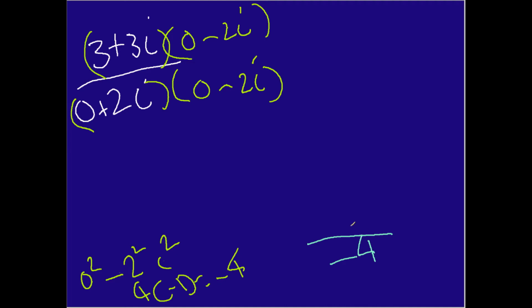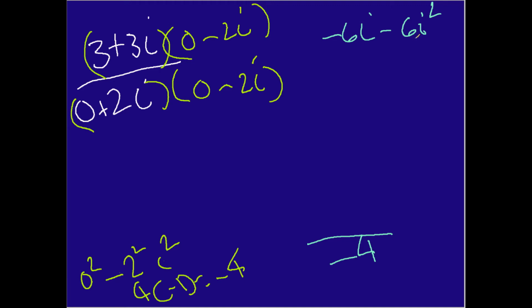And so the next step that we have to do here is that we have to deal with the information in the top. From looking at this, we have 3 times 0, which is going to be 0. Nothing to put there. 3i times 0 is going to be 0. Then we have 3 times minus 2i, so that's going to be minus 6i. And then we have 3i times that, so that's going to be minus 6i, but this time squared, like so.